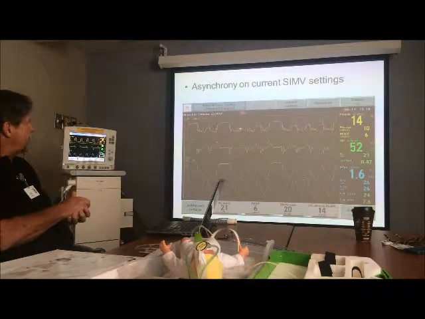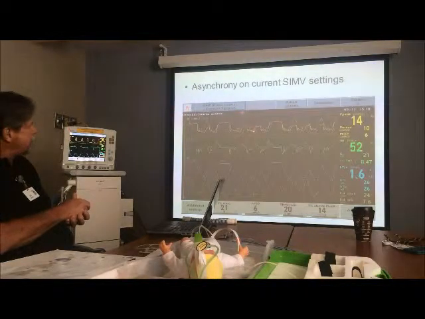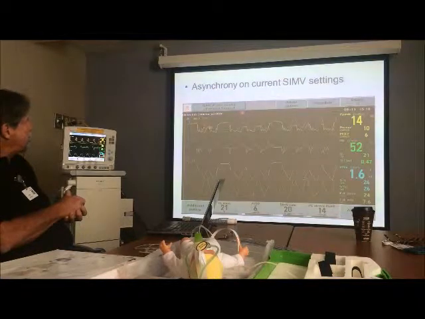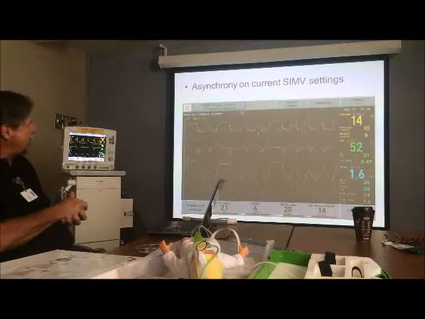Here it moved and the synchrony was off. Here, pretty good initiation, and we see that the neural inspiratory time, in other words, the length of this, is about the same, so our neural inspiratory time is okay.